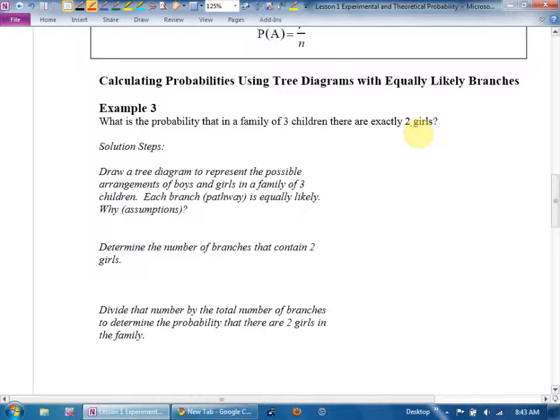So here's the question. What are the odds? What's the probability that if you know a family has 3 kids, exactly 2 of them are girls? I'd like you in the margin to write down what you think the answer might be right now. Best guess. What's your gut instinct? Write something down. What out of what? And then we're going to find the actual answer.